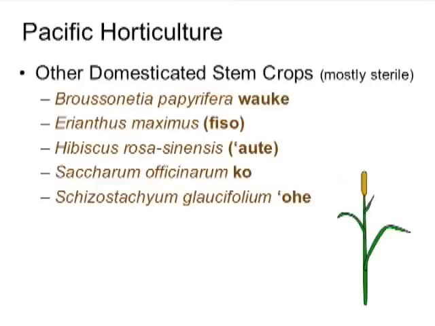Next category we have is other domesticated crops that are harvested for their stems. And most of these are sterile. You notice the first one on the list is vauke, the paper mulberry. This plant originates from the area of Taiwan and is moved all across the Pacific Islands by ancient Austronesian peoples. As this plant was moved, it was repeatedly selected for sterility. There's no reason to raise this plant for food, even though it does produce an edible fruit.